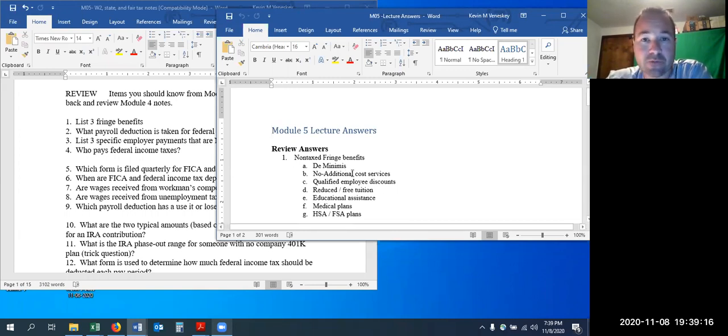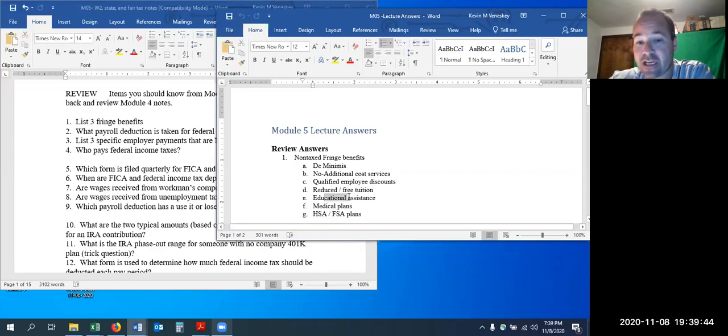The no-additional-cost services: remember, that was if you are an employee of, say, Southwest Airlines and you take a free flight with them to a vacation. That's a nice perk, and it's not taxable. That's for you, a spouse, and your dependent kids. Qualified employee discounts are not taxable. So whatever you save there, they're not going to put onto your W-2 as taxable income.